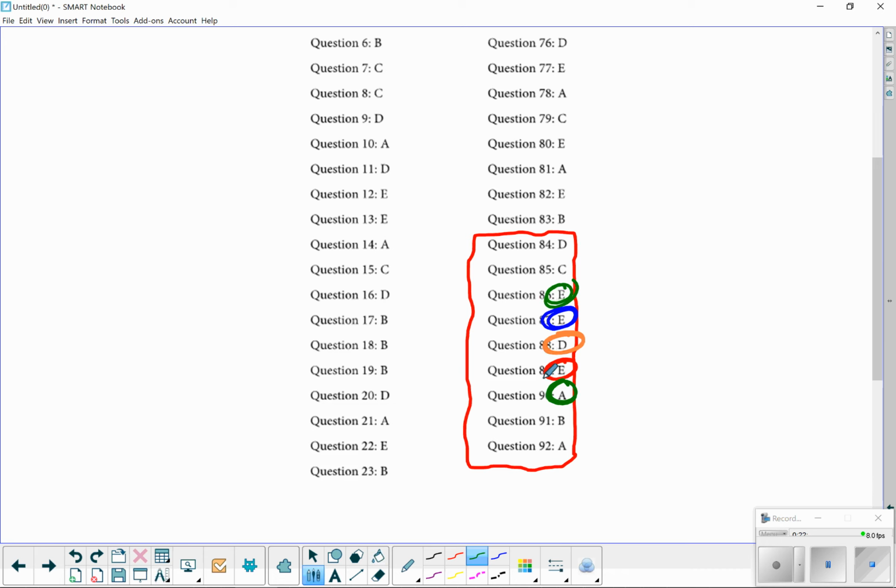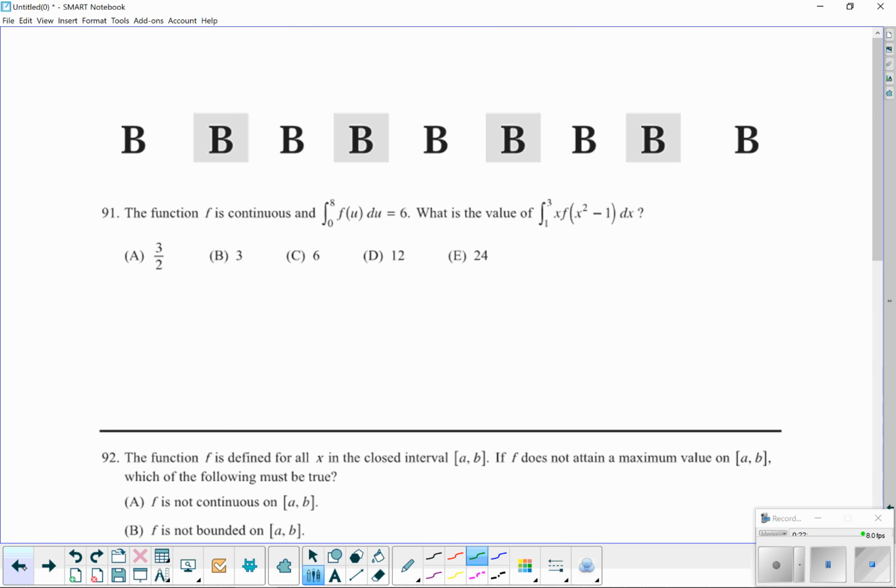Okay, 91. The function is continuous, and this integral, so this one does give you an integral with a function of u, right? The function evaluated at u, and it does tell you it's equal to 6. So if you do happen to somehow get this right here, you do know that it's going to be equal to 6, and you're going to have to find the value of this right here.